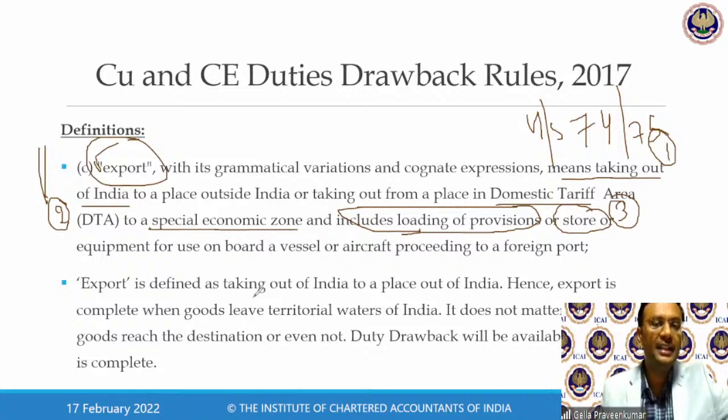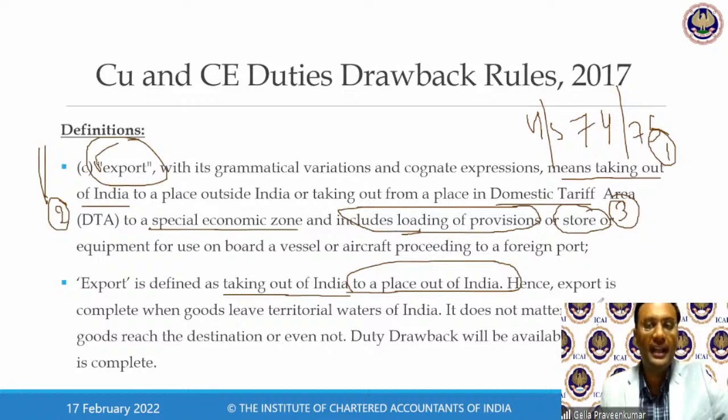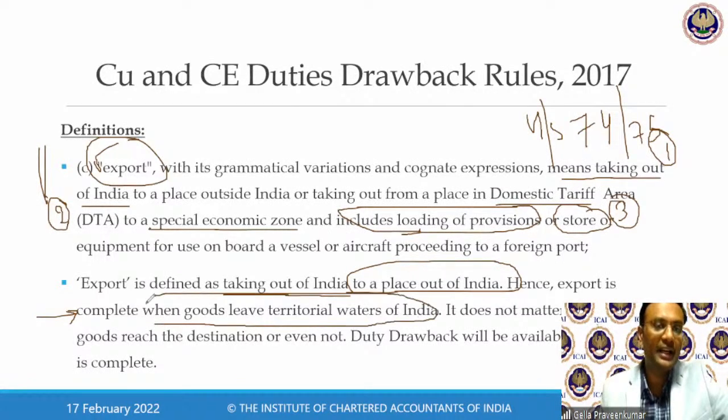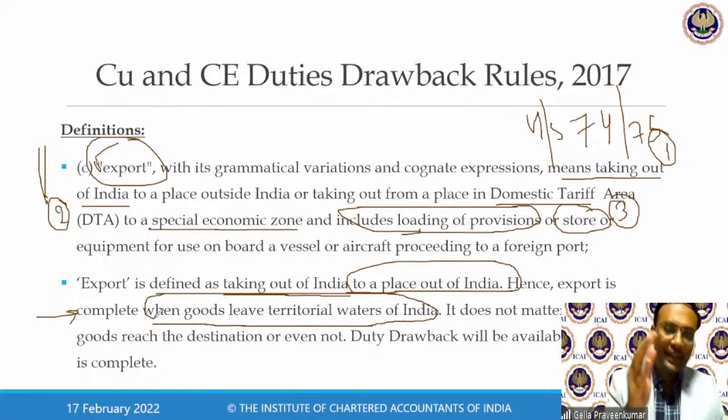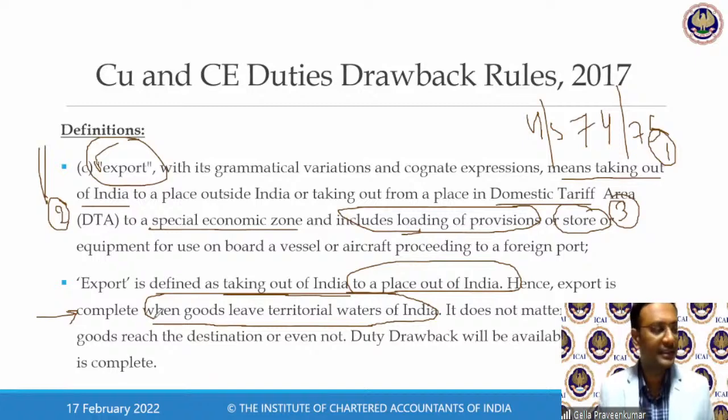Export is defined as taking out of India to a place outside India. Hence, export is complete. Look at this language: export is complete when goods leave the territorial waters of India. So, when the goods are leaving my territorial waters, it is deemed that export took place. So, why are you saying that? Look at your institute material, page number 6.20. There are a couple of citations of the Supreme Court given where they say it does not matter whether goods reach the destination or not.